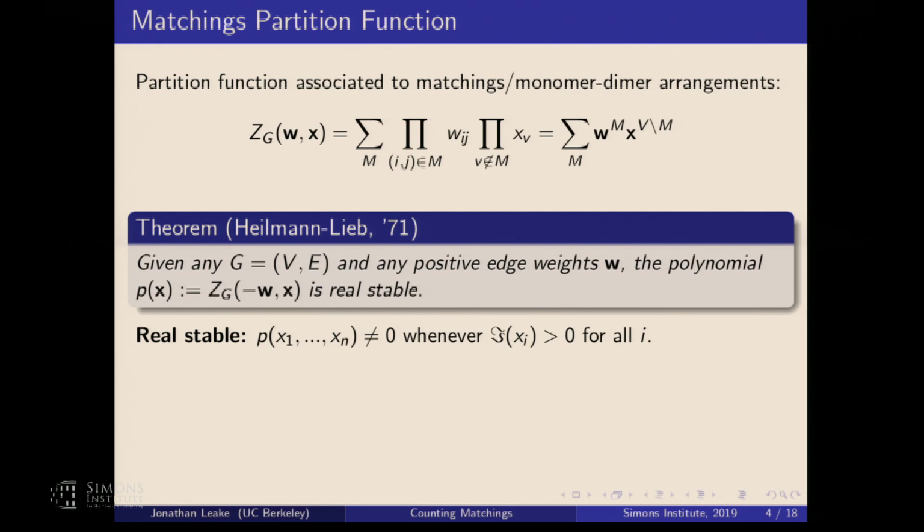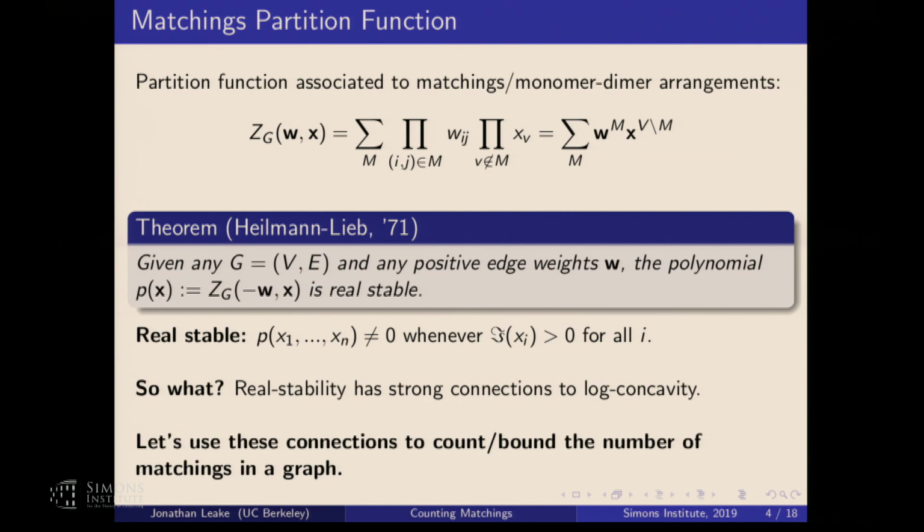Okay? So how are we going to try to use this, or what are we going to do with this? Well, the point is that this concept of real stability has pretty strong connections to log concavity. And we're going to try to exploit this fact to get some lower bounds for certain combinatorial things. Okay? And yeah, that's what we're going to try to do. Okay.